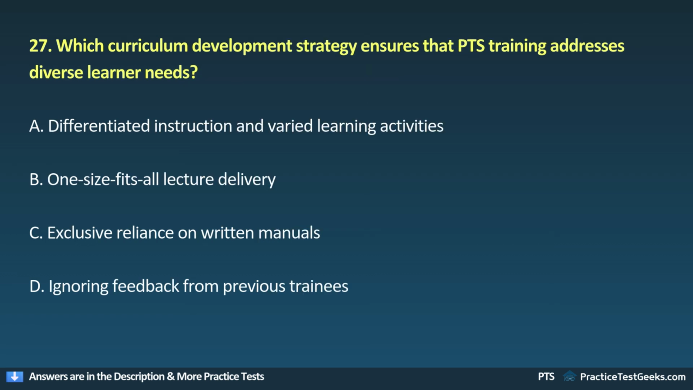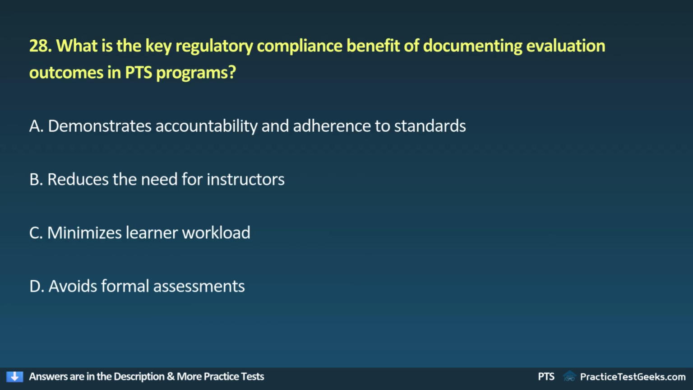27. Which curriculum development strategy ensures that PTS training addresses diverse learner needs? A. Differentiated instruction and varied learning activities. B. One-size-fits-all lecture delivery. C. Exclusive reliance on written manuals. D. Ignoring feedback from previous trainees.